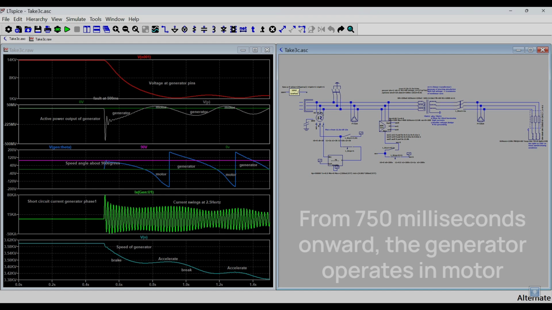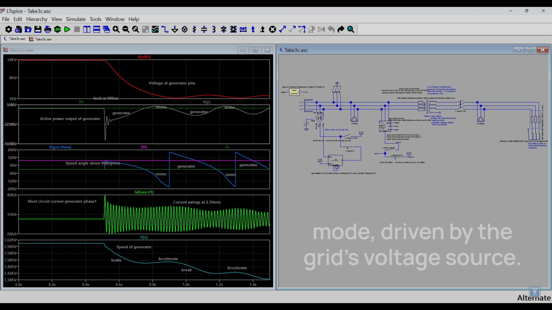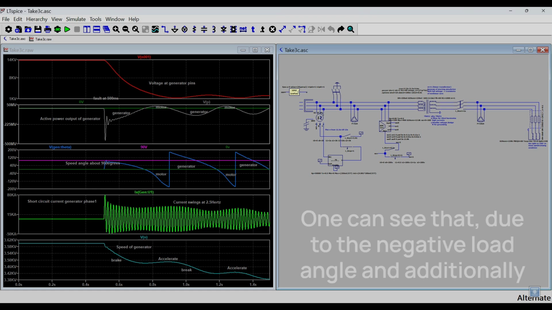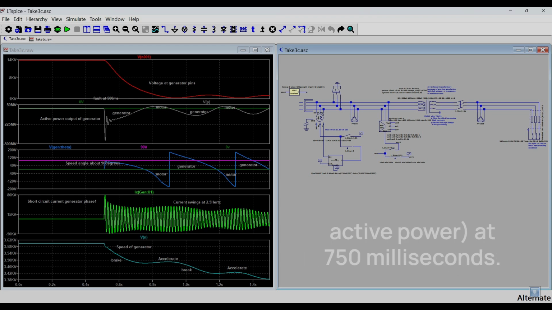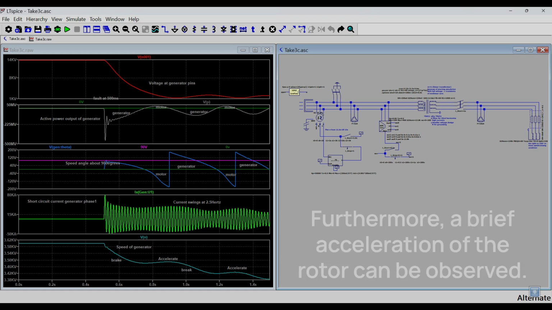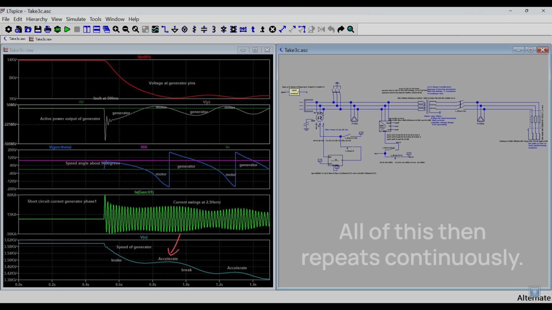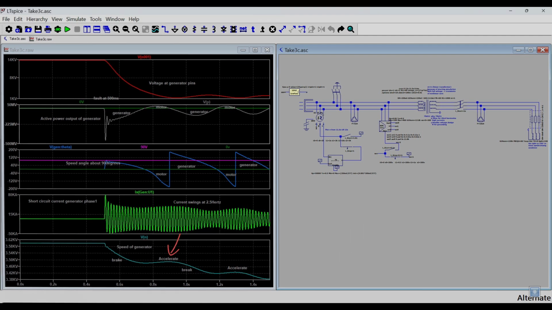From 750 milliseconds onward, the generator operates in motor mode, driven by the grid's voltage source. One can see that due to the negative load angle and additionally by the active power consumption, positive active power at 750 milliseconds. Furthermore, a brief acceleration of the rotor can be observed. All of this then repeats continuously.